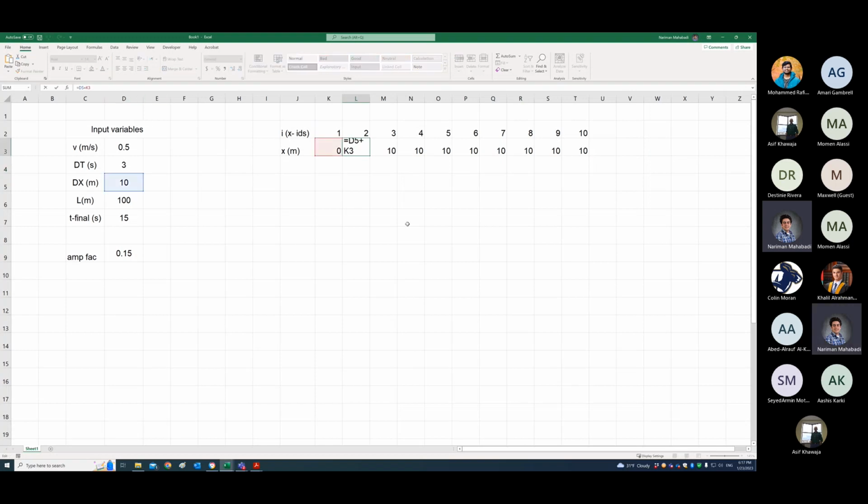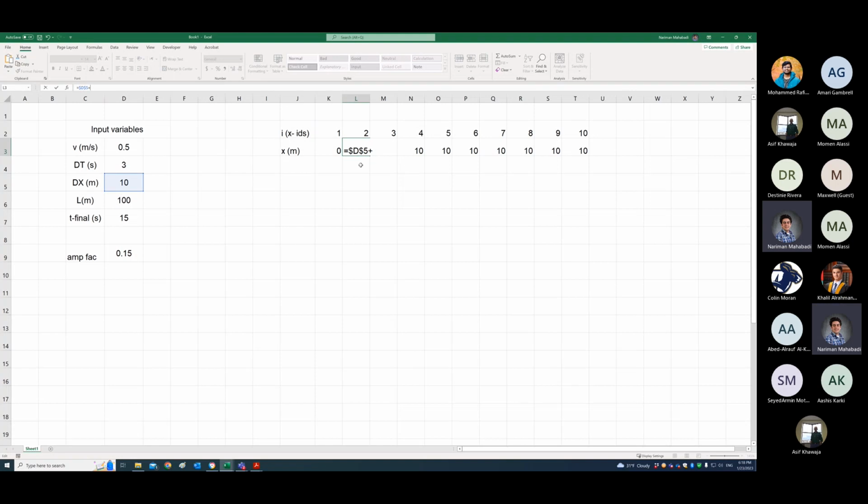Let's see what is wrong. So L. This is my delta x. You can fix this value by pressing F4 on your keyboard. So this is going to be fixed and doesn't change, even if you move to the other cells.